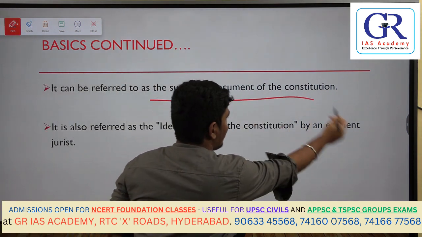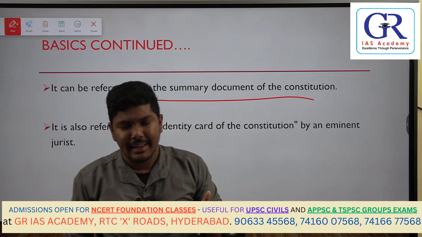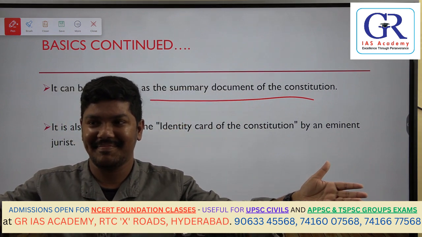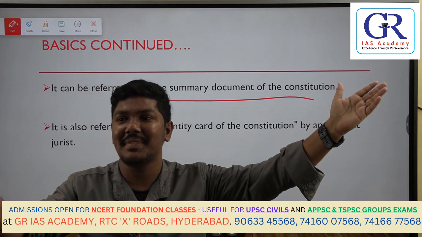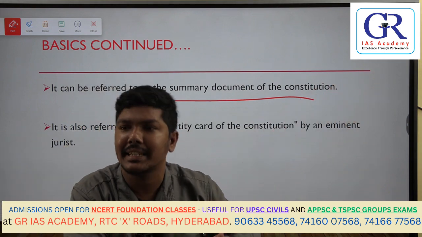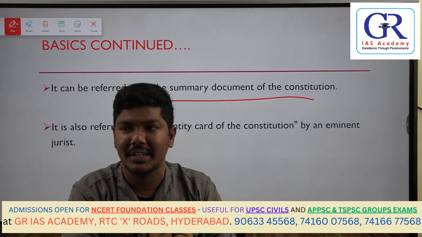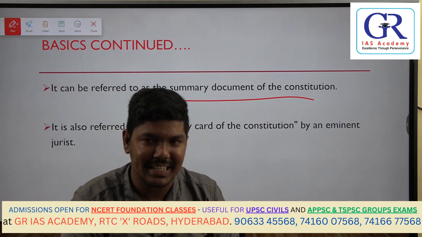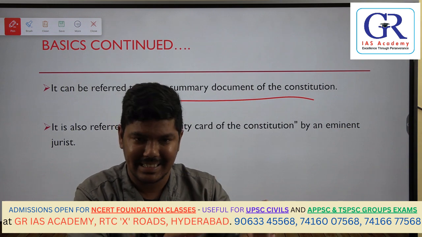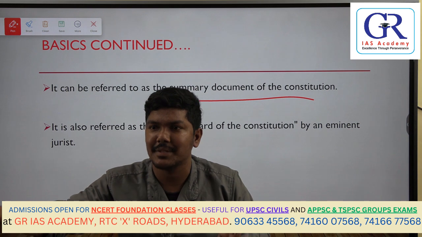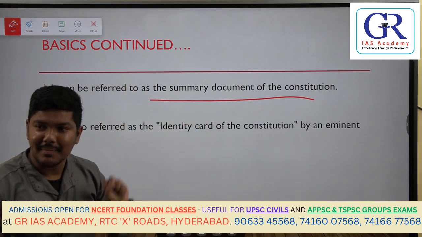It is basically a summary document of the Constitution. If you go and read Supreme Court judgments, there will be hundreds of pages. We cannot read hundreds of pages, but what we will read is the executive summary. In that executive summary, who are the petitioners, who are the people involved, and what was the judgment finally given. With that, we will come to know that this case deals with these particular aspects. That is how the preamble works.